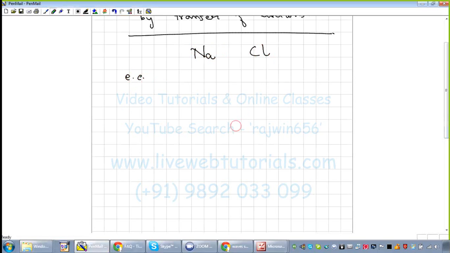Always, this is the first step: electronic configuration. Proton number is 11, 2, 8, 1. Proton number is 17 from the periodic table, 2, 8, 7. Now here by no means sharing is possible. So one electron will get transferred from here to here.